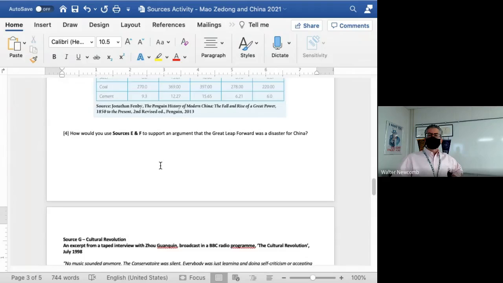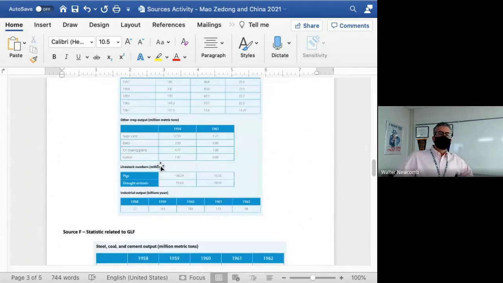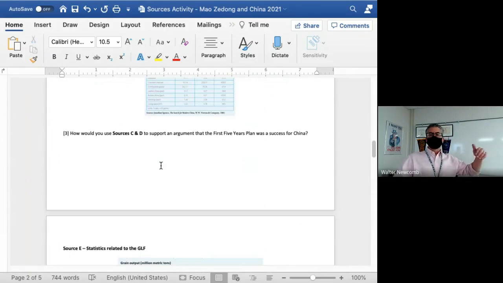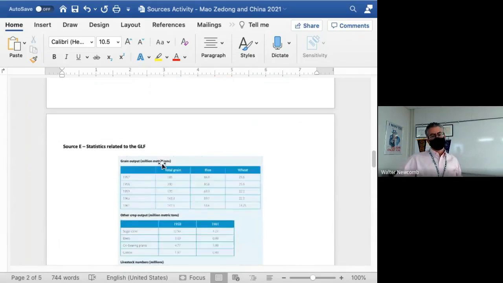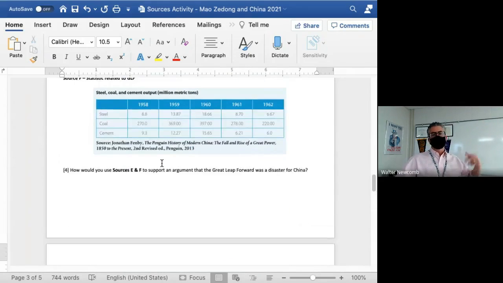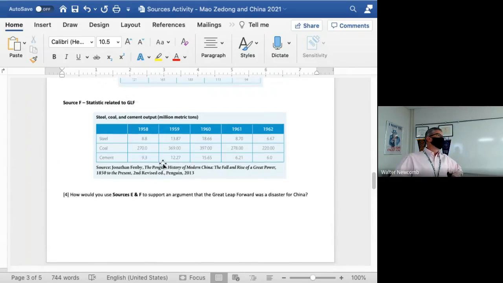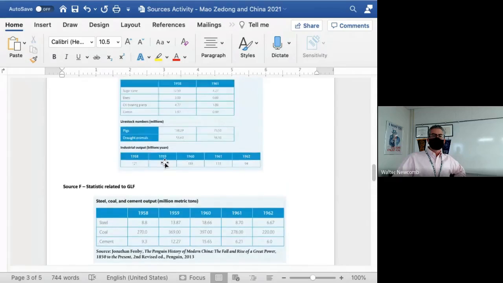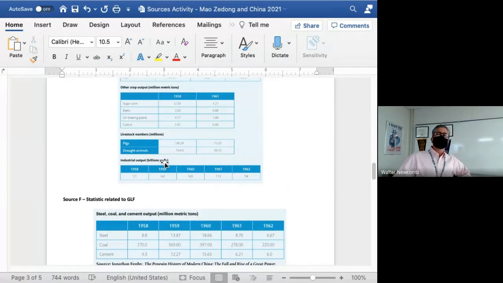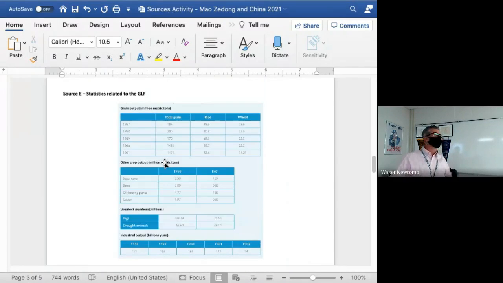And again, when we look at statistics, the questions are looking for where it looks like the first 5-year plan was successful, so you want to look at statistics that show success, and then the next question is looking at where the Great Leap Forward was a disaster. So find some statistics that show that. The easiest way to do that is change over time. Look where the chart begins. Look where the chart ends, and that can help you. All right, so let's take 15 minutes to do that.